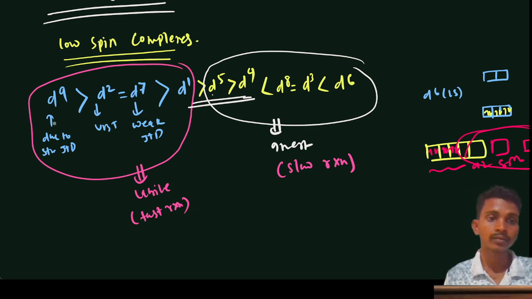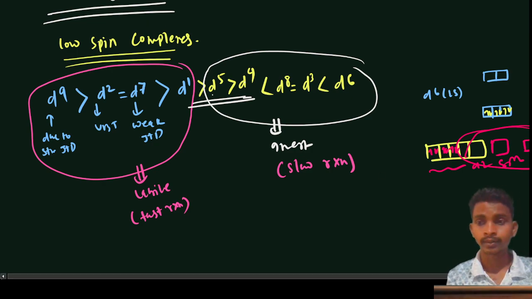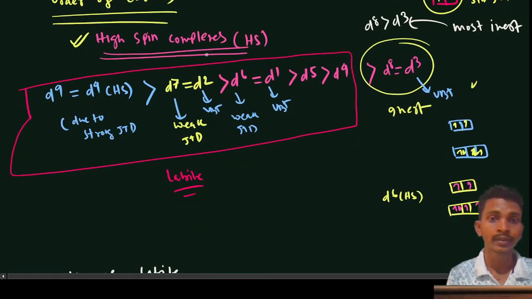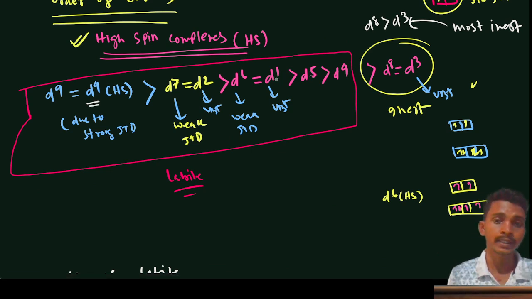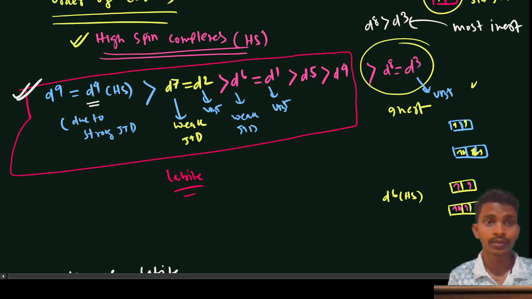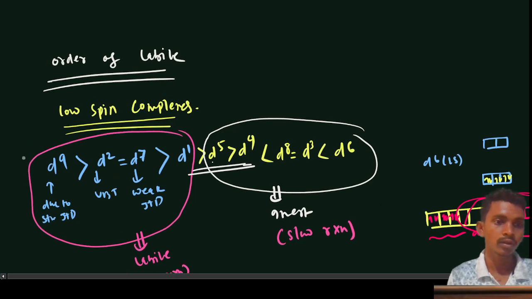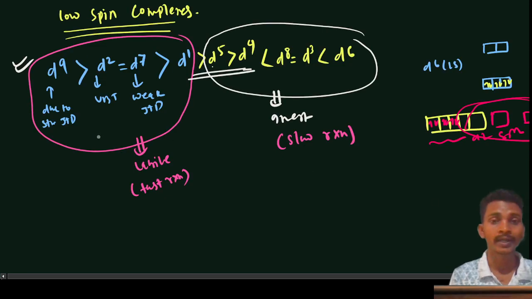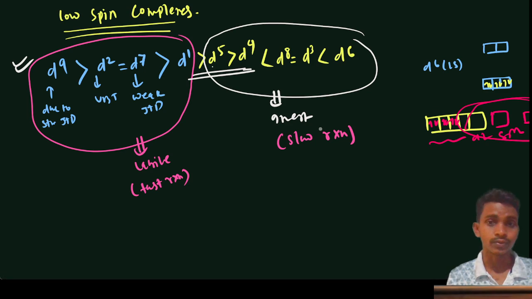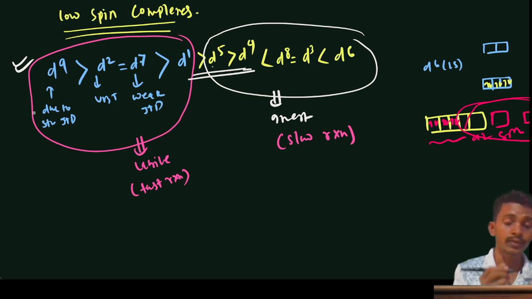In the case of low spin complexes, and in high spin complexes I put D4 again, because D4 was already put here, so I made a mistake. That was wrong. So this is the actual order of lability for high spin complexes, and this is the order for low spin complexes. Labile means they do fast reactions and inert means they do slow reactions. We have to follow this order while comparing which are the fast reactions and which are the slow reactions.